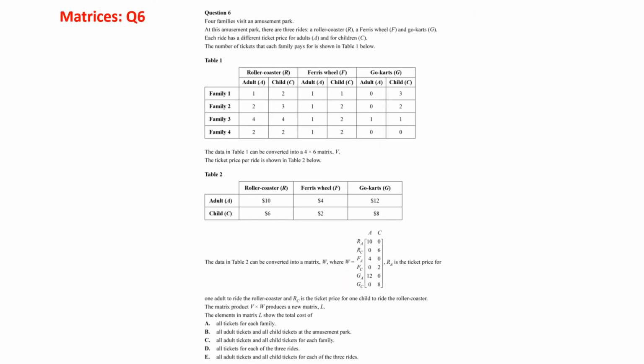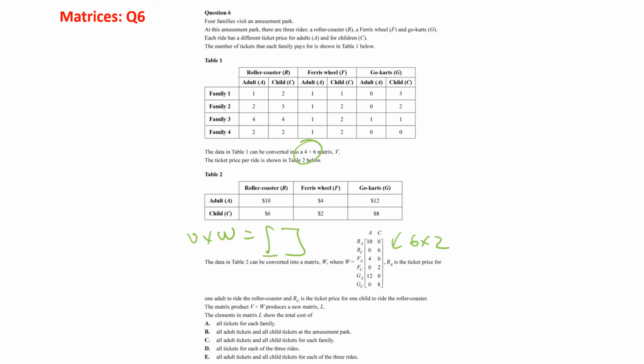Okay, so we're looking at question 6 from matrices now. We're told that this can be represented in a 4x6 matrix. This one here is going to be a 6x2 matrix. So basically, if I call them V and W, it's V times W, and that's going to be a matrix of some sort.